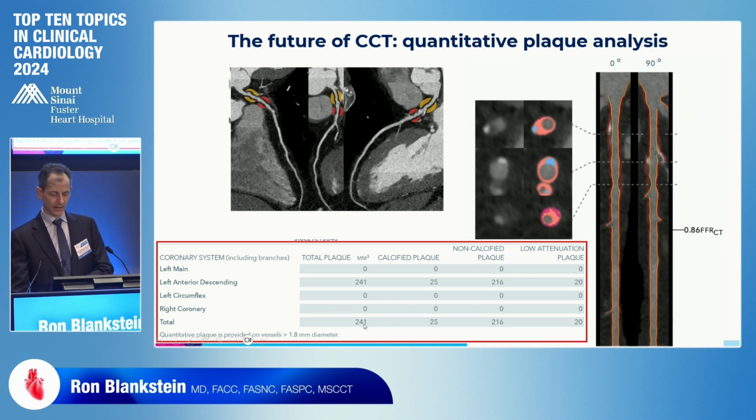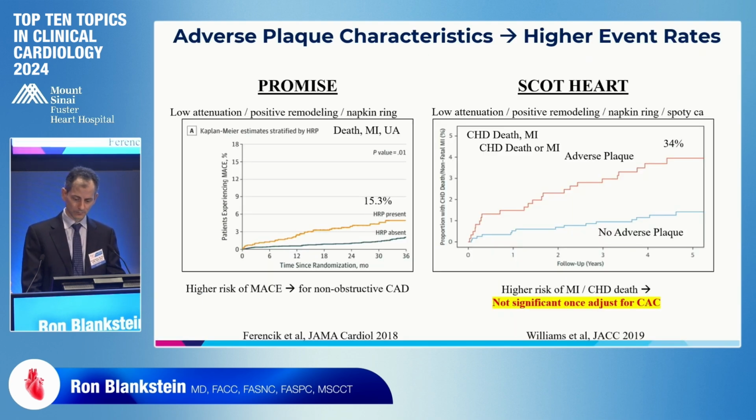So in this particular individual, 90% of that plaque was non-calcified. And that's important because non-calcified plaque is the plaque that's more amenable to changes in therapy. The calcified plaque is not going anywhere. So that non-calcified plaque is a potential therapeutic target.